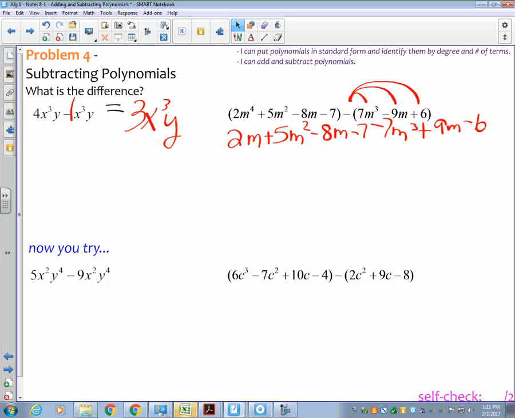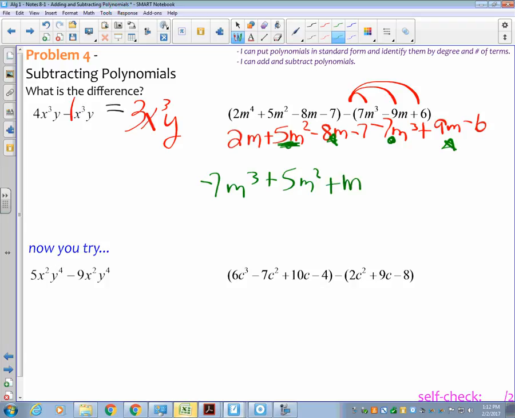Now I combine the like terms. I take my squareds, underline them. I don't have any other squareds, but I do have a cube. So negative 7m cubed, and I have a plus 5m squared. Then I look at my m's. I'll make a star. Negative 8m and 9m's combined together to give us 1m. Oh, but I have 2 over here, so actually that's 3m's.